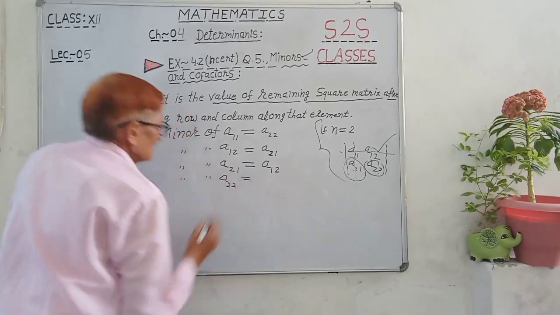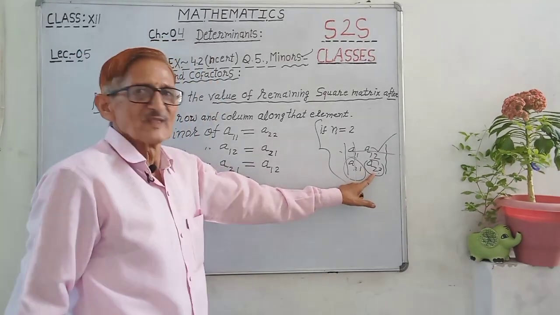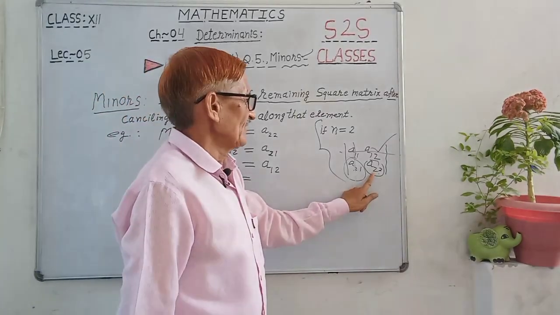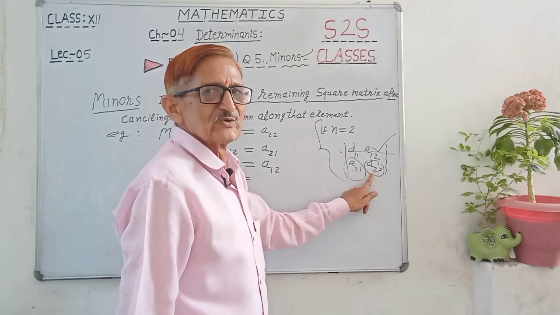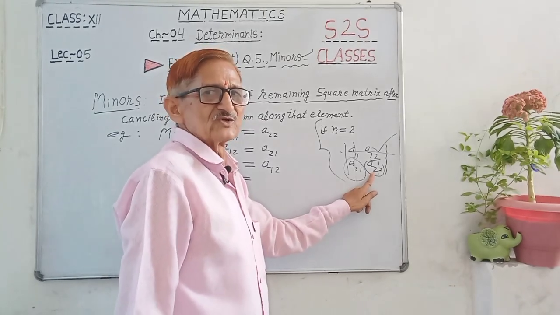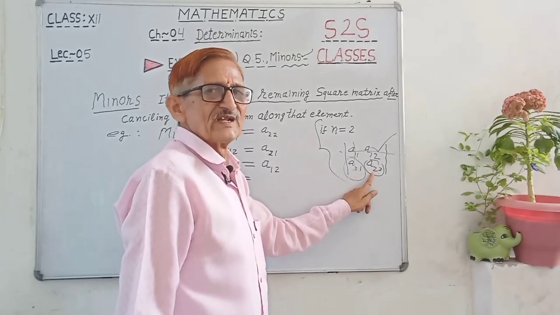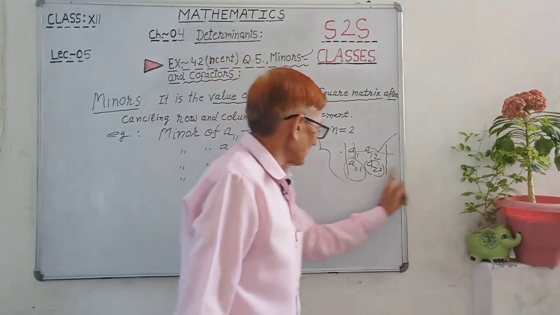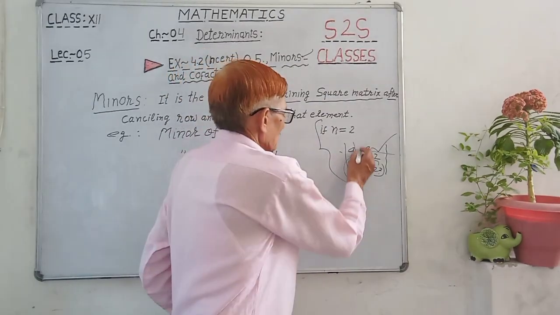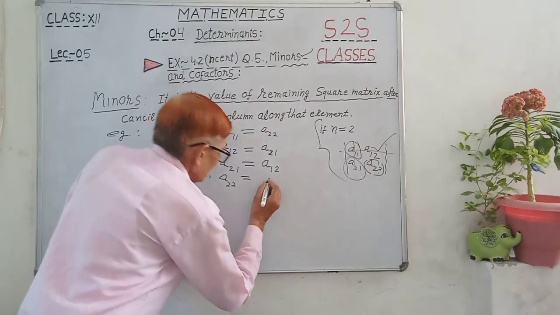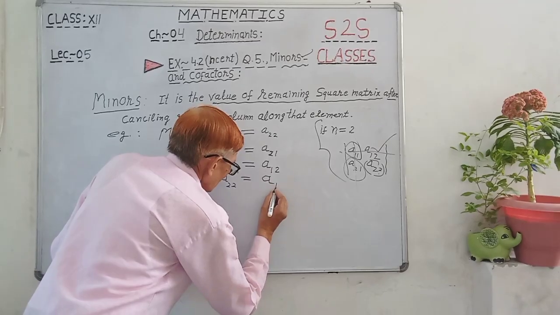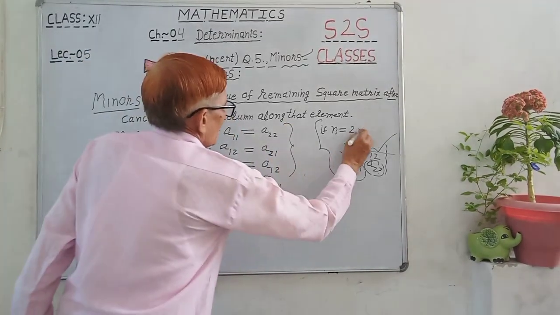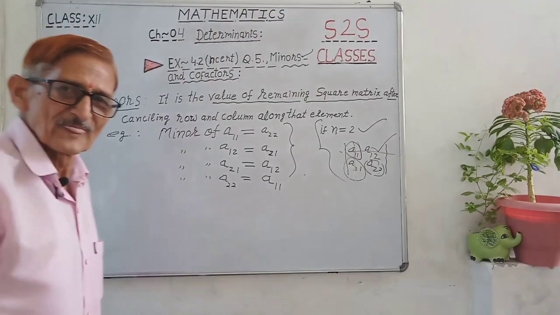minor of A22 along this element: 2 means i is also 2, j is also 2, the number of row is also second and the number of column is also second, so the second column is cancelled and the second row is cancelled along this, so left here is only A11. Understand this thing. This is the 2 by 2 example.